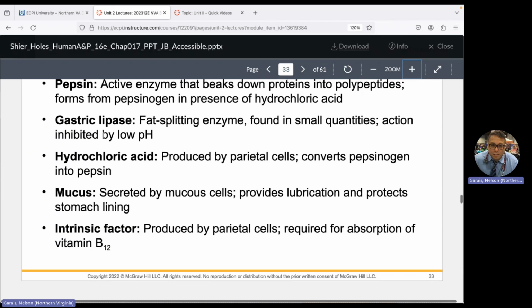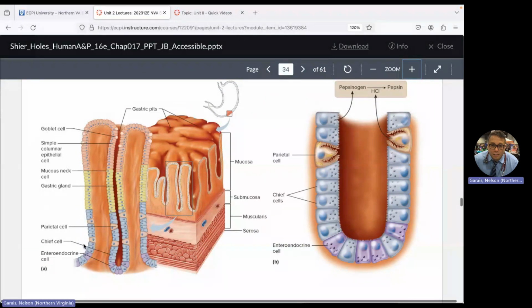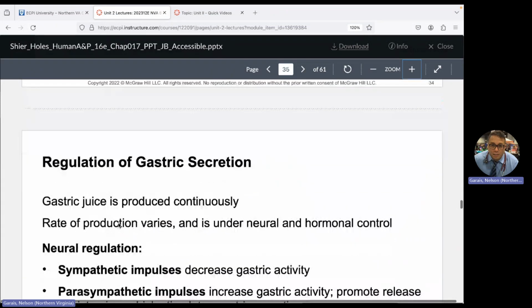Parietal cells produce hydrochloric acid. Parietal cells also produce intrinsic factor. Intrinsic factor is required for the absorption of vitamin B12, which is beautiful for your bones. Remember from last term, B12, bones. Again, you could see all those glands inside here. Okay, next.